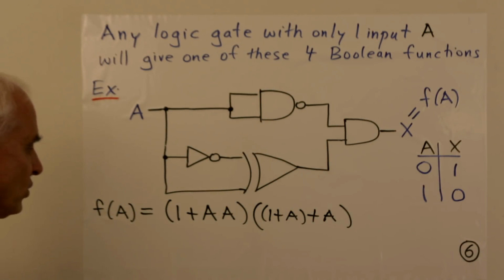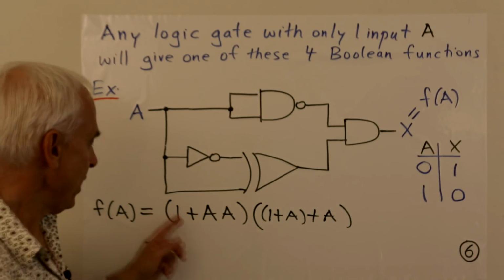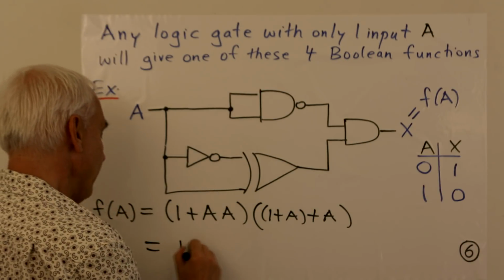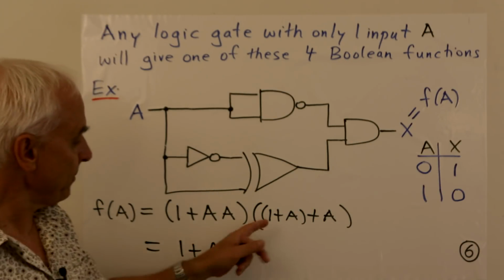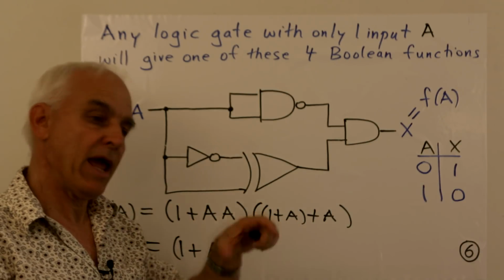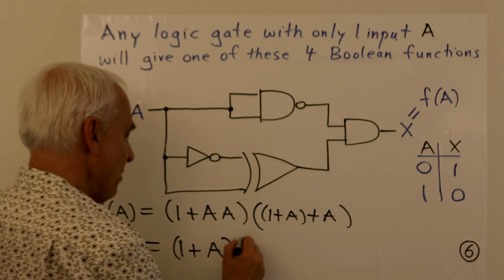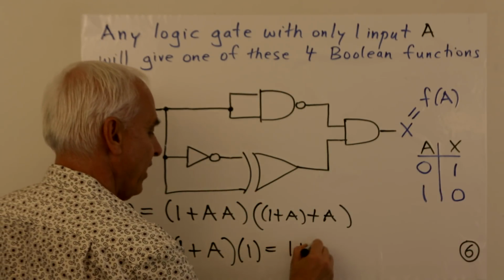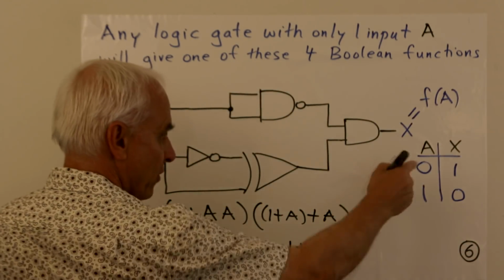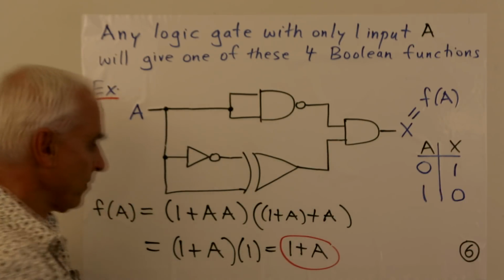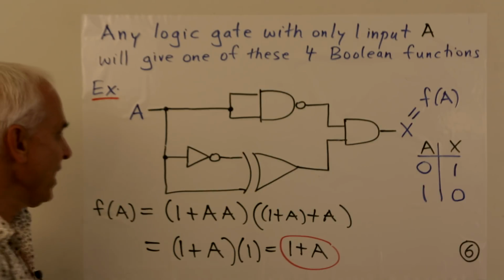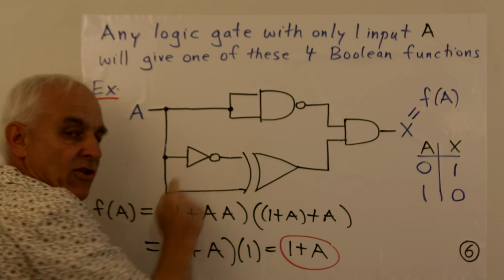So what is all of this? Well, 1 plus A times A is A in the Algebra of Boole. So this is 1 plus A, and we have to multiply it by 1 plus A plus A, but A plus A is always 0. So we are just really multiplying by 1. So we get 1 plus A. That is indeed what we got over here. This is basically an inverter. It takes the input and inverts it. So it's really operationally the same as this thing here.